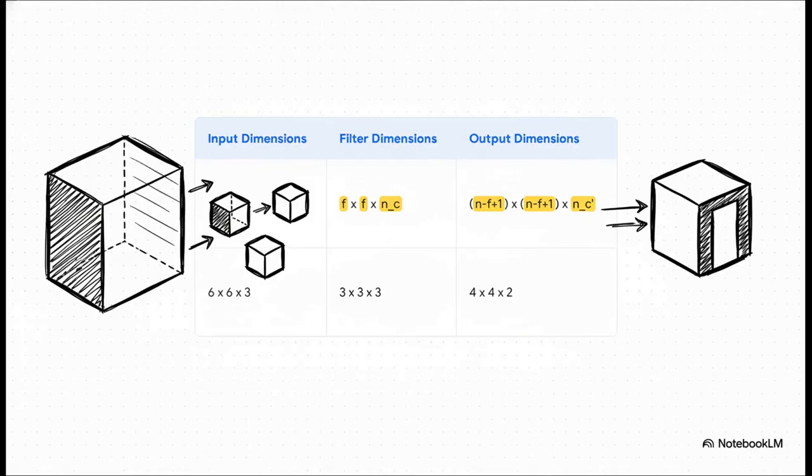And this table just lays out the math for us. You can see the height and width get a little smaller. That's just a side effect of the math. But the most important column is the last one, the new depth, the number of channels in our output. It has nothing to do with the original image's channels. It's all about how many filters we chose to use.